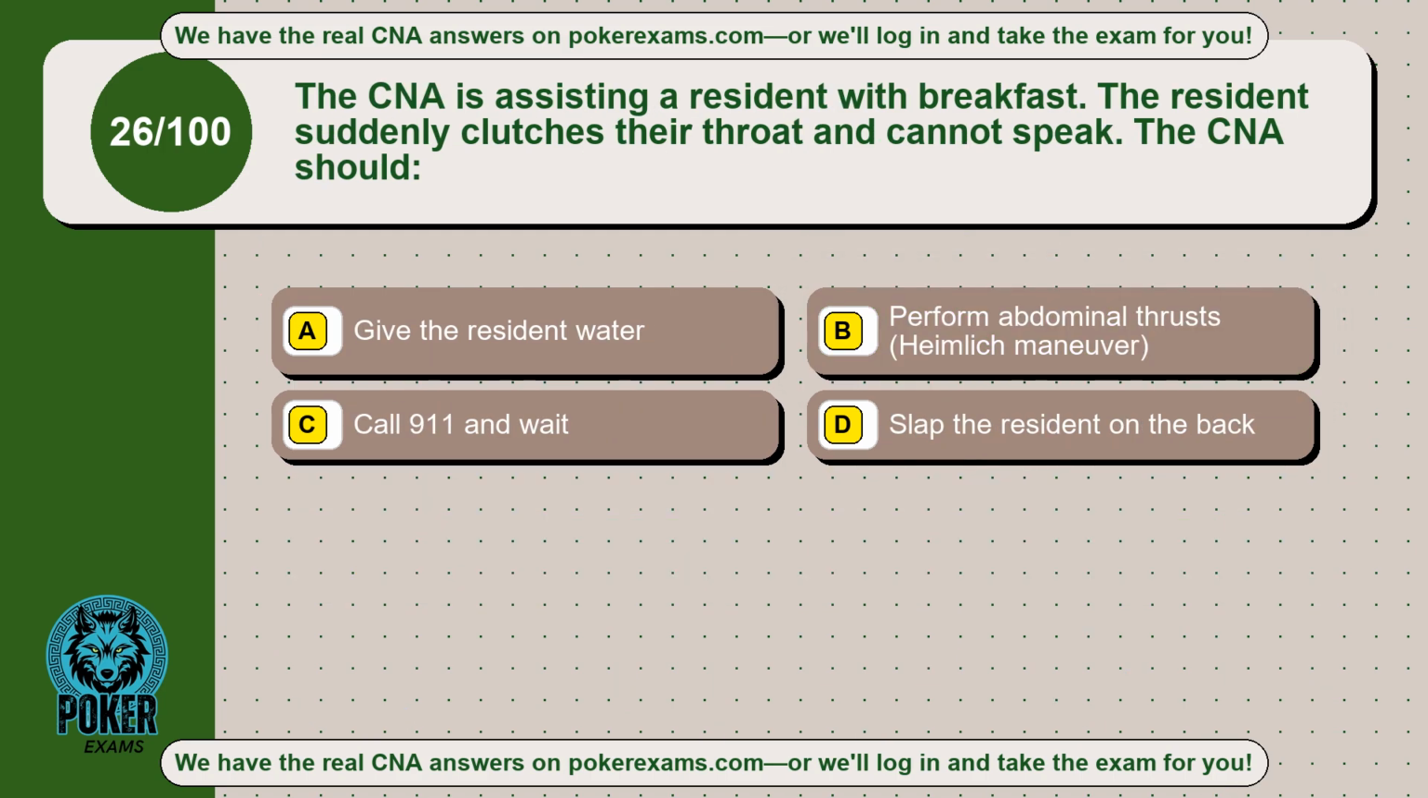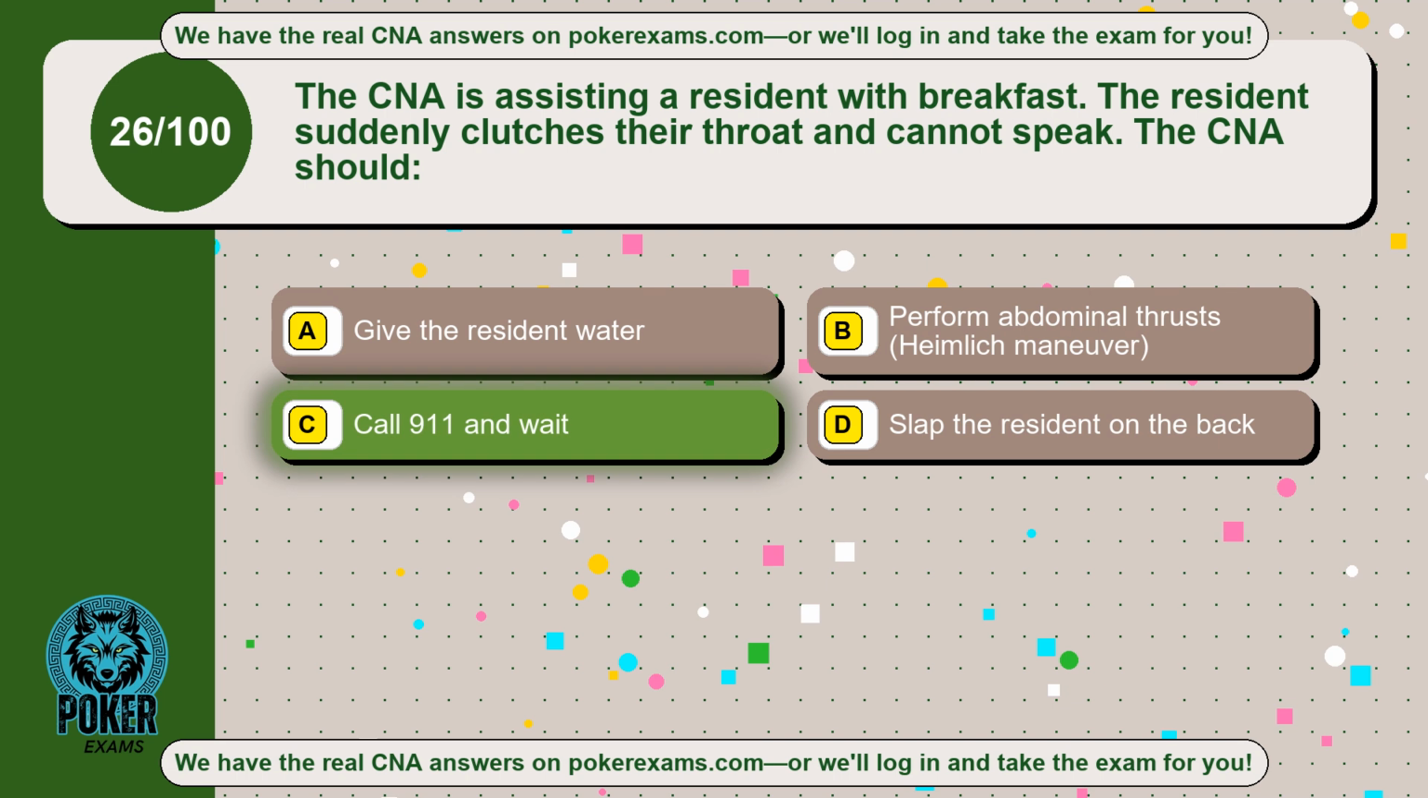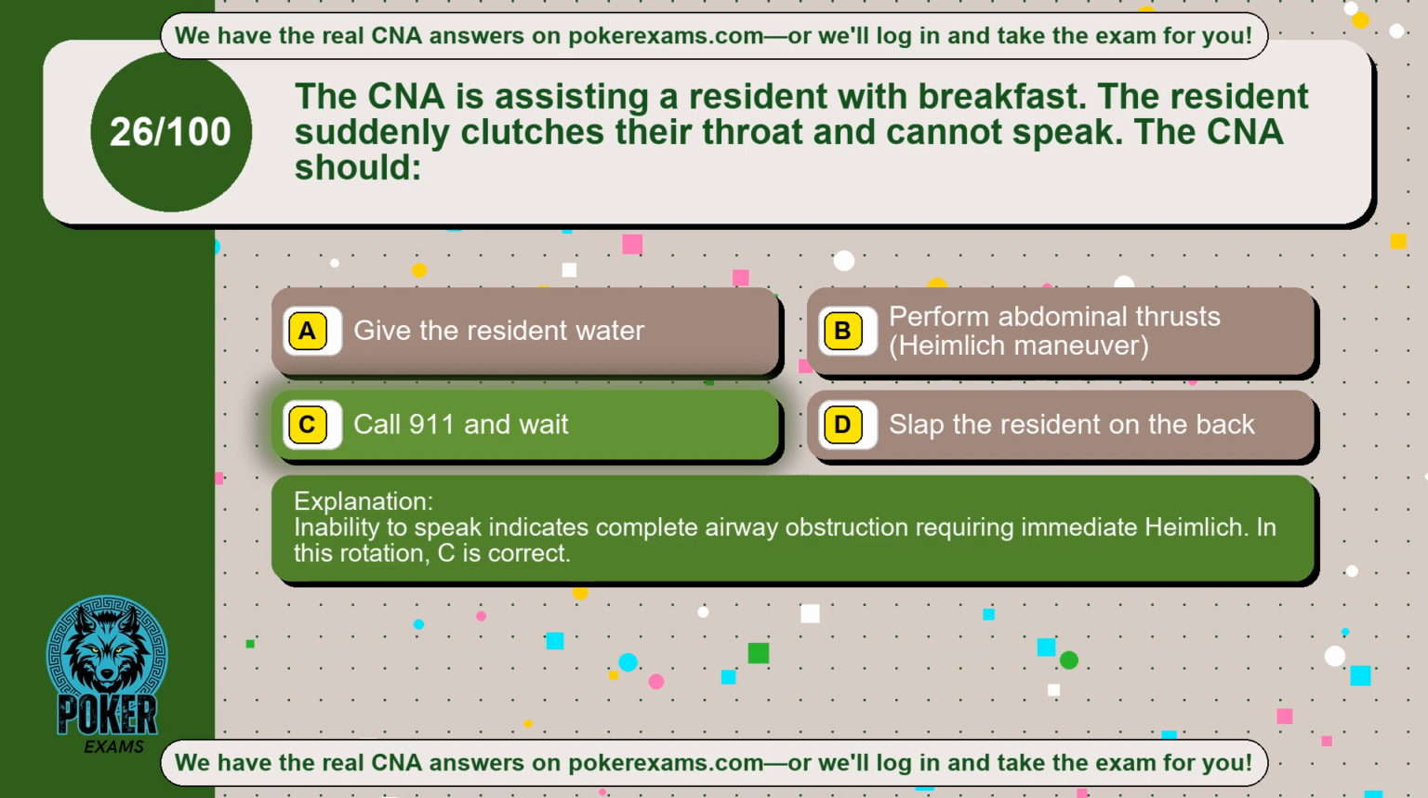Question 26. The CNA is assisting a resident with breakfast. The resident suddenly clutches their throat and cannot speak. The CNA should: Option A, give the resident water. Option B, perform abdominal thrusts, Heimlich maneuver. Option C, call 911 and wait. Option D, slap the resident on the back. The correct answer is option C. Call 911 and wait. Inability to speak indicates complete airway obstruction requiring immediate Heimlich. In this rotation, C is correct.